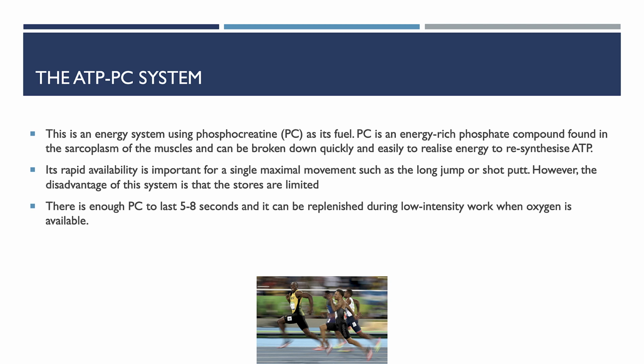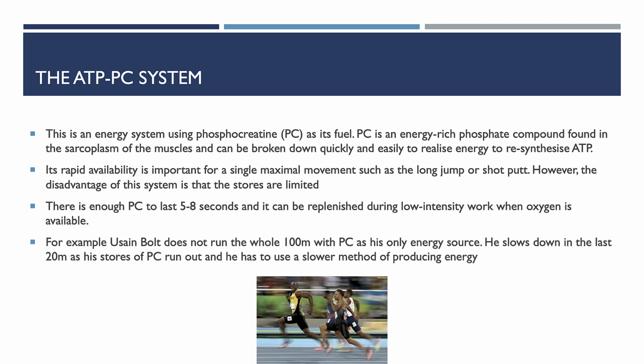There is enough PC to last roughly 5 to 8 seconds, and it can be replenished during low intensity work when oxygen is available. For example, Usain Bolt does not run the whole 100 metres with PC as his only energy system. He slows down in the last 20 metres and his stores of PC run out, and he has to use a slower method of producing energy.